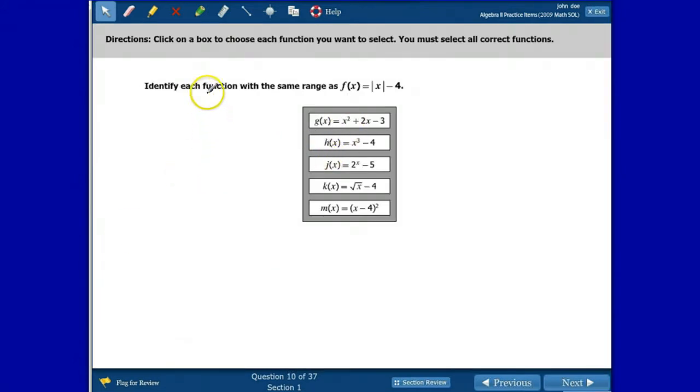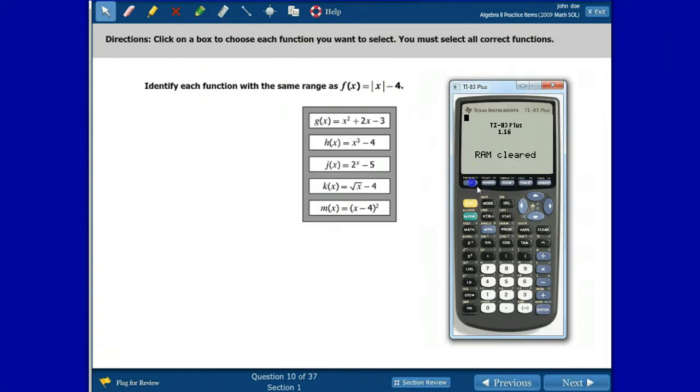Okay, this one is pretty tricky. You have to really know your functions pretty well, otherwise you're putting these all in the calculator looking at them. So it says here, identify each function with the same range. So the y values have to be pretty much, so how would you describe this? Well, let's go look at it, hold on a second.